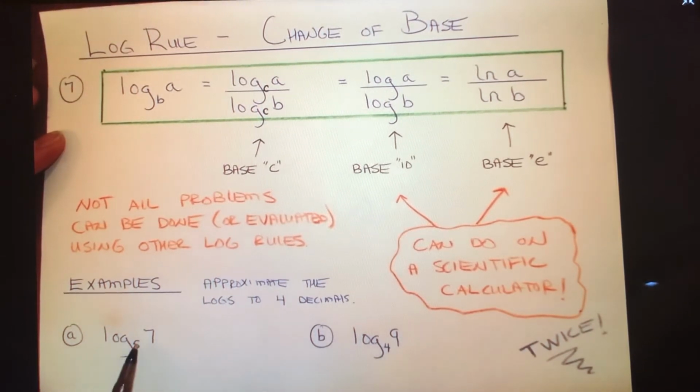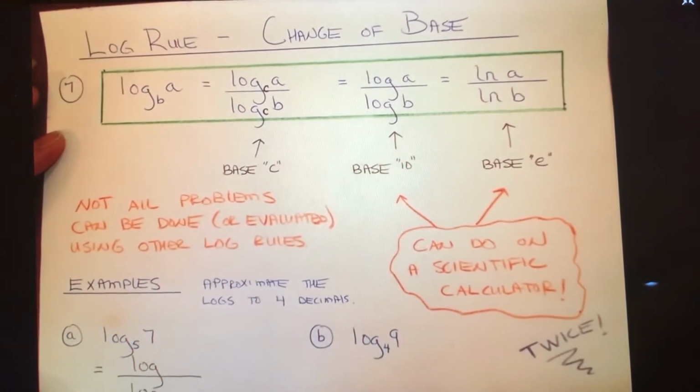Okay, so this one I'm going to turn into the common log. So that says I'm going to write it as a log divided by a log. The 7 goes up top and the 5 goes down below. And again, it's going to be base 10. I'm going to do the common log on this one. And so now, in order to get this as a decimal, I'm going to put this in my calculator, okay?